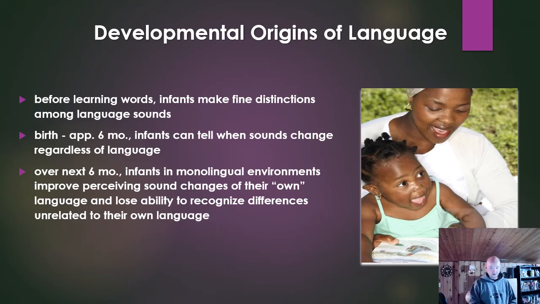Kuhl's research has demonstrated that from birth to about 6 months, infants are citizens of the world. They can tell when sounds change most of the time, no matter what language a syllable comes from. But over the next 6 months, infants growing up in monolingual environments, so an environment where they're exposed to only one language, like my kids being exposed only to English, get even better at perceiving changes in the sounds of their own language, the ones their parents speak, and gradually lose the ability to recognize differences that are not important to their own language. So notice that discrimination is actually getting better in this case. They're better able to notice when it's their language and when it's not. Their ability to distinguish between words in their own language is getting better, while their ability to process the other is getting worse. We called that earlier in this lecture perceptual narrowing.